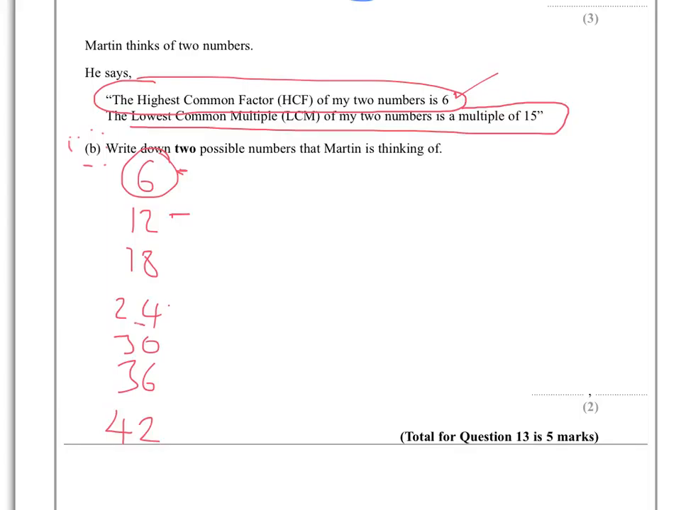So 30 is the first thing that's a multiple of 15. So let's have a look at 6 and 30. Well, the highest common factor then has got to be 6, because 6 fits into 6, 6 fits into 30. We can't have anything bigger that fits into 6 and 30 because it won't fit into 6, so that's good. We need the lowest common multiple to be a multiple of 15. Well, 30 is a multiple of 15. The lowest common multiple of 6 and 30 is 30. So 6 and 30, as I said at the start, something that we can technically do, but quite a hard version of that question.